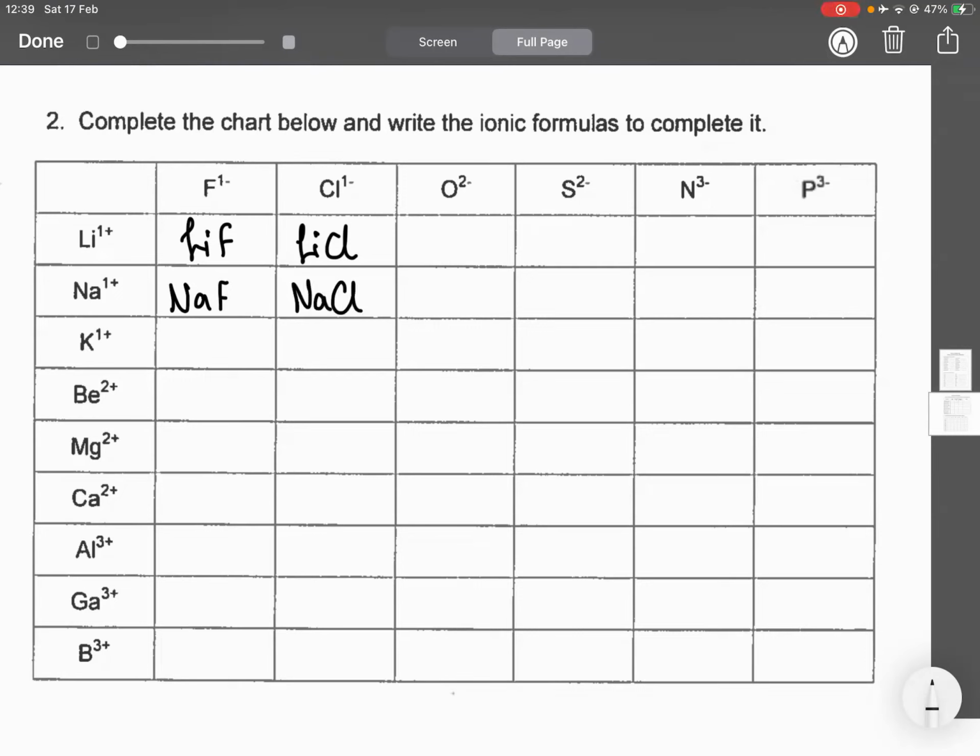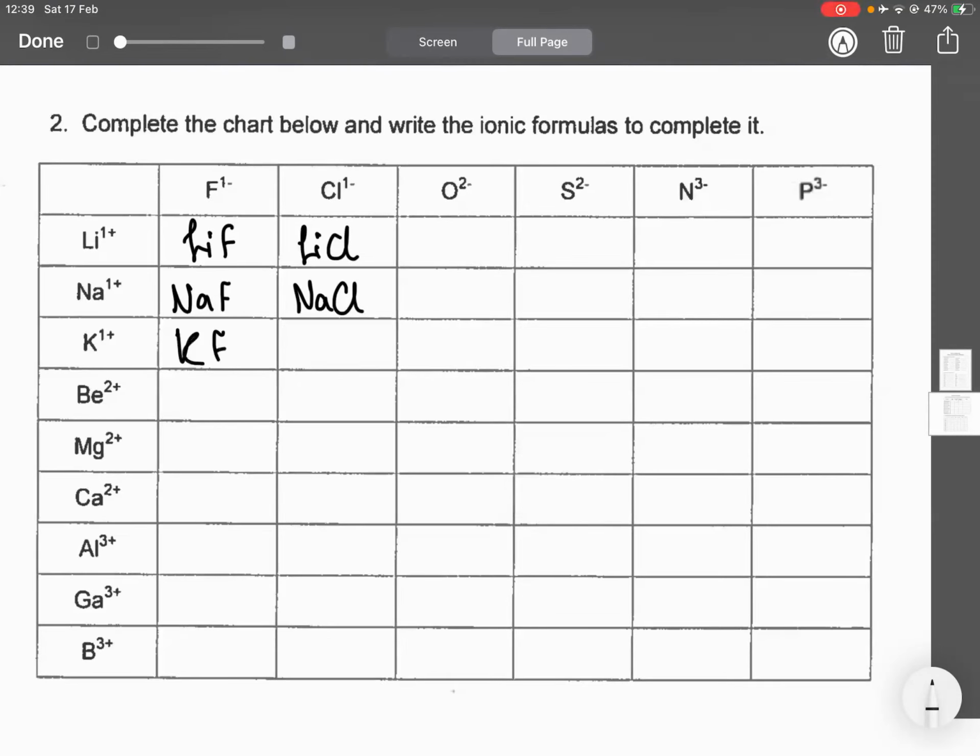Some of them you might just know from memory, like sodium chloride is NaCl. Potassium and fluorine is a 1 to 1. Potassium wants to lose an electron, fluorine wants to gain an electron. So they will bond just 1 to 1.